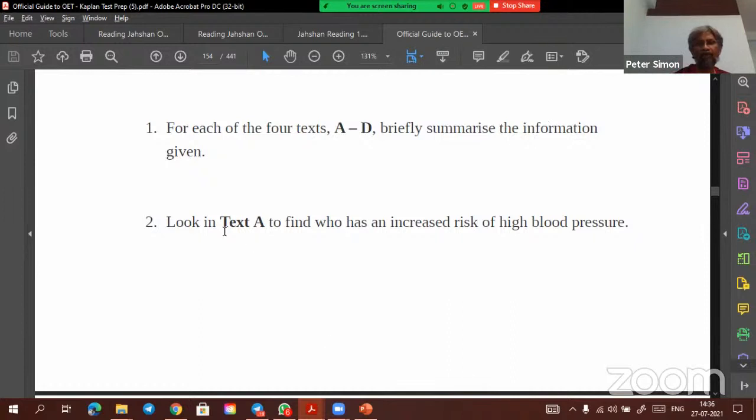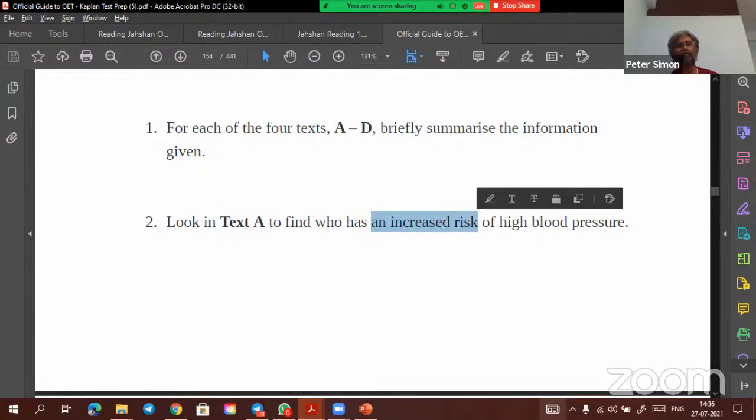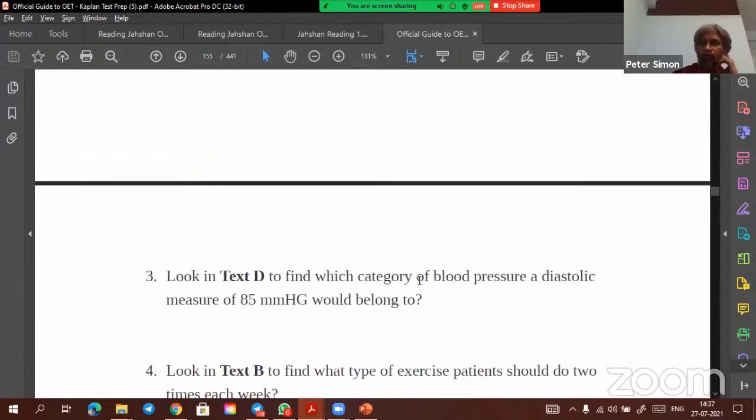Now, if the question is asking about an increased risk of high blood pressure, then go to text A and you will find it there. Next, if you think about categories, then go to text D.